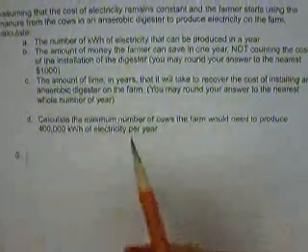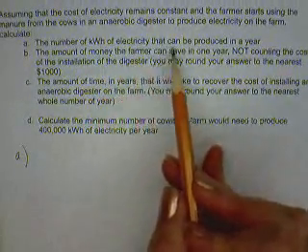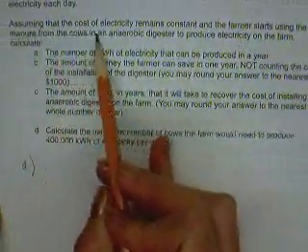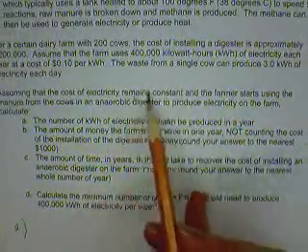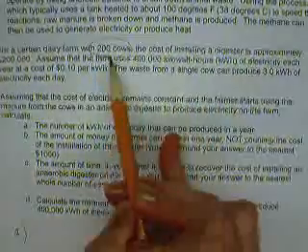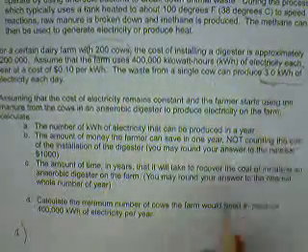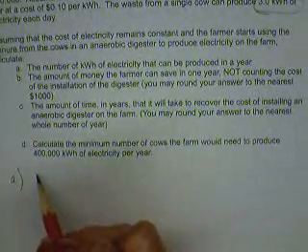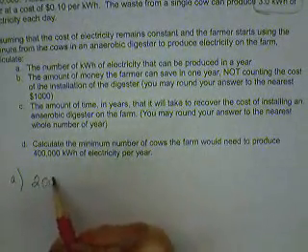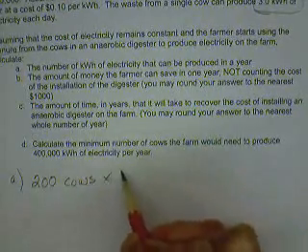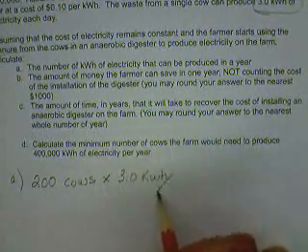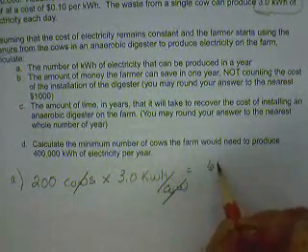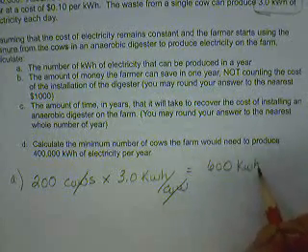Letter A asks for the number of kilowatt hours of electricity that can be produced in a year by the manure from the cows. So we have 200 cows, and they can produce 3.0 kilowatt hours of electricity per day. That's a pretty simple one. This would be easy points. 200 cows times 3.0 kilowatt hours per cow. So our cows cross out, and we end up with 600 kilowatt hours per day.